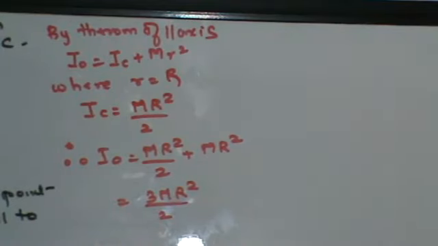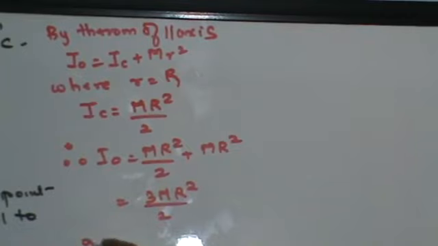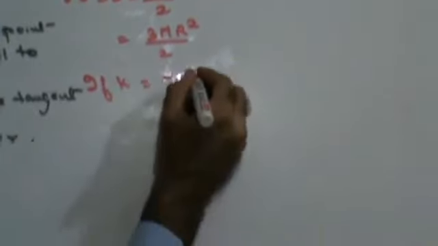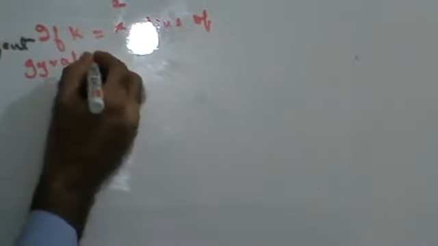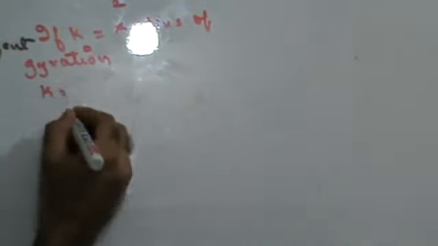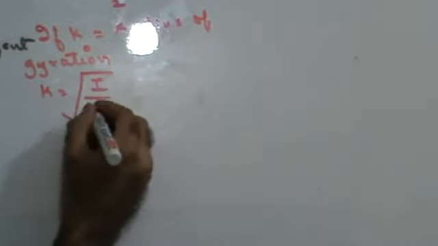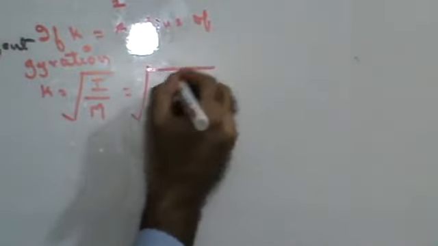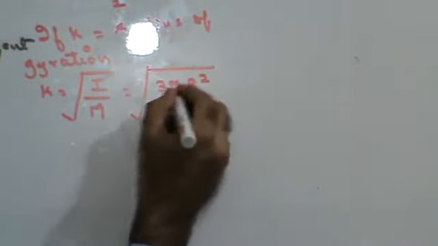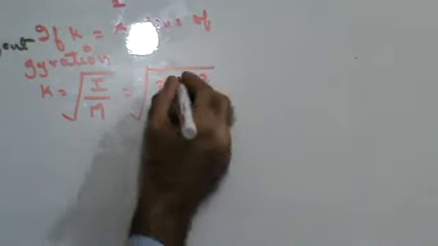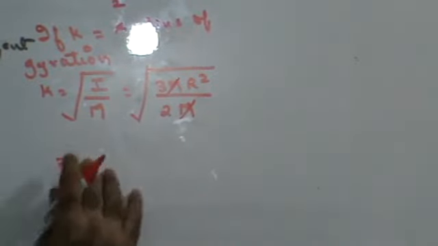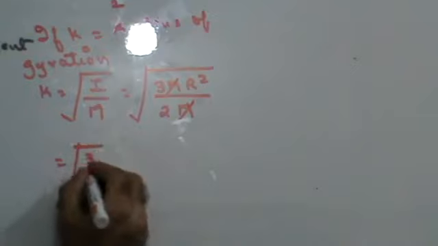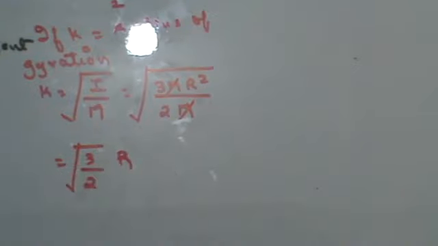Now, if K is the radius of gyration, then K is square root of I upon M. So which is going to be square root of 3 MR square by 2 upon M. So this is going to be root 3 by 2 R. That will be the radius of gyration of the disk.